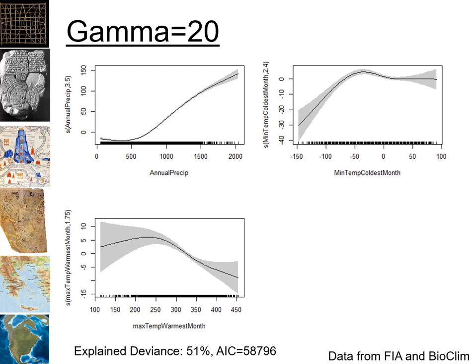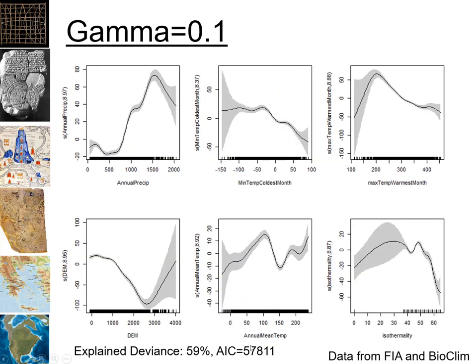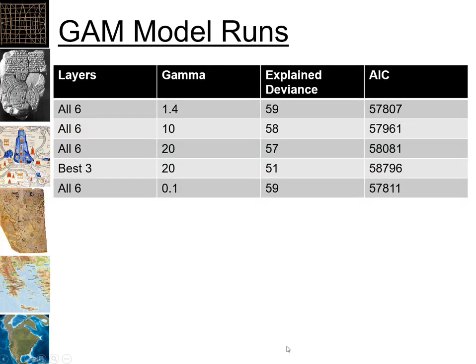So lower AIC says we have the best fit of the model to the data. Doesn't necessarily mean we have the best model, right? Here's our lowest AIC, and these models are just not acceptable.